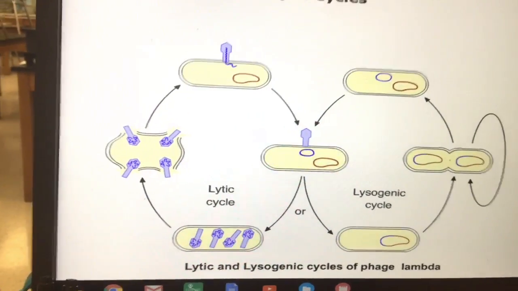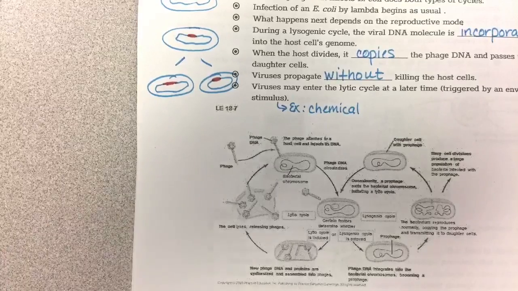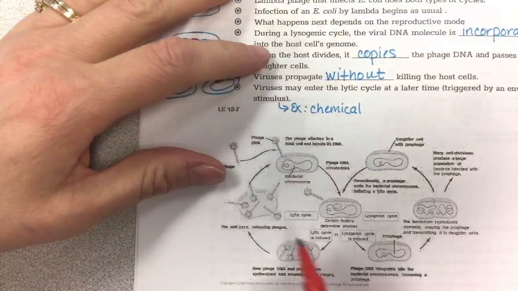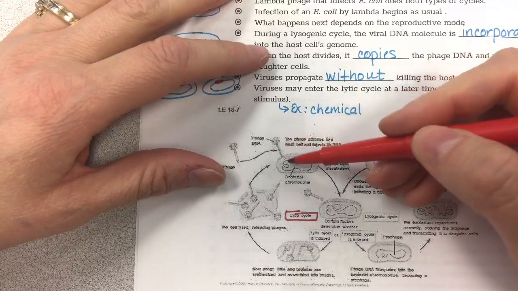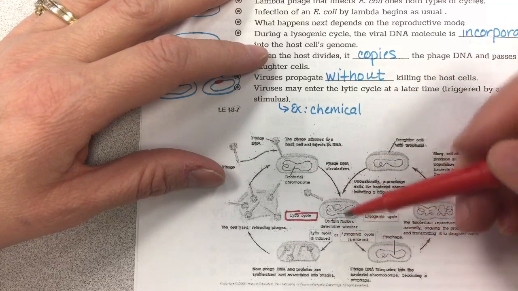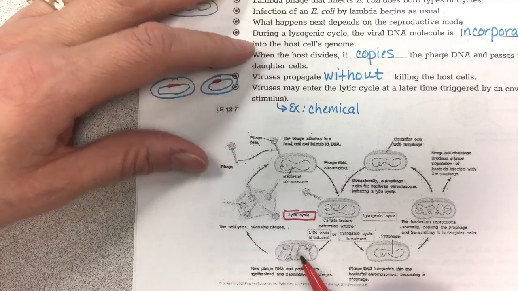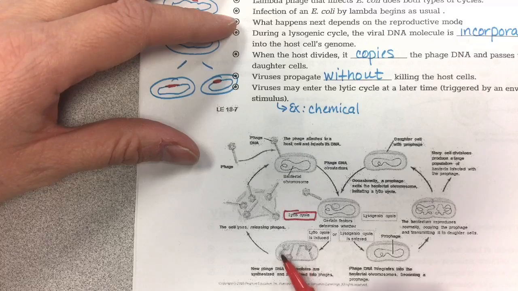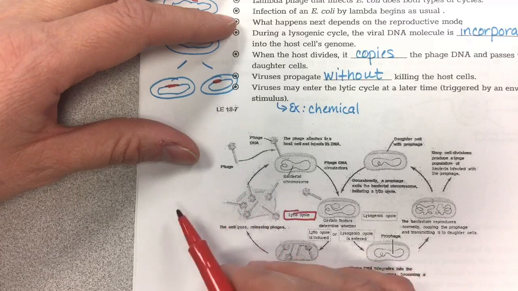All right, so let's look back at our notes. That's what this picture is showing you here. This is the lytic cycle that we talked about before, where it injects the DNA. You have the DNA, it cuts up the bacterial DNA, so you don't see it in here. The bacteria uses the viral DNA to replicate and make more proteins, and lysis occurs.